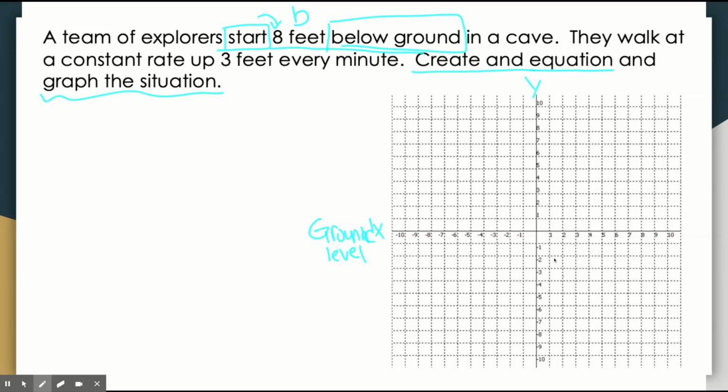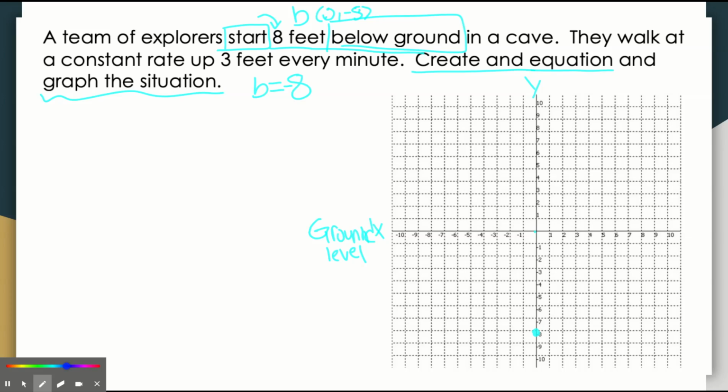So right now, what this tells me is that we start 8 feet below ground. So I'm going to come over here to my graph. Starting at my origin point, I'm going to count down 8 feet and place a dot right on my y-axis. So right now, I know that these explorers are starting at the point (0, -8). And in my equation, b is going to be equivalent to negative 8.